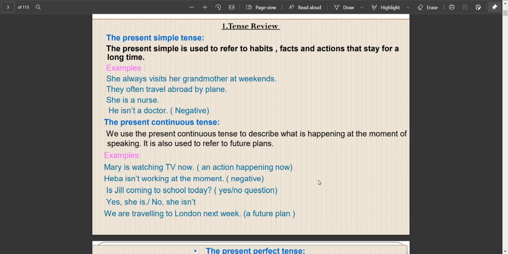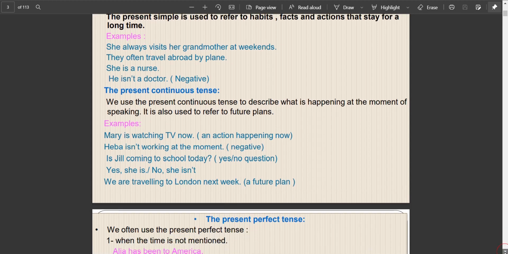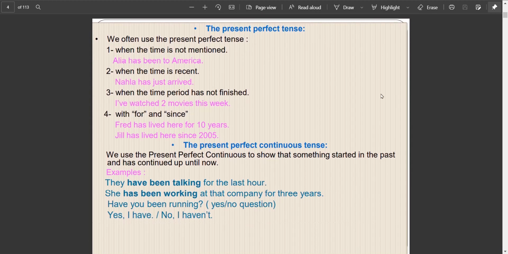ing plus sometimes take now. Right? في حالة هذه موجودة في حالة السؤال وفي حالة النفي. Right? Now let's come to the second tense, which is the present perfect tense. المضارع التام. What do you mean by present perfect tense?